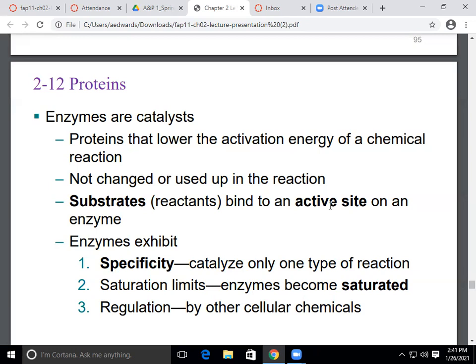Regulation. Other chemicals can also regulate that enzyme. So some of them have to be controlled by other things to tell them, hey, this protein or this enzyme can work or no, it can't. Okay. So, yes, there's a party or no, there's not a party. Okay.